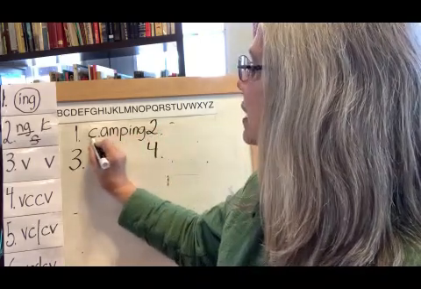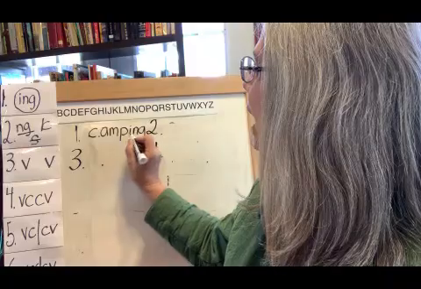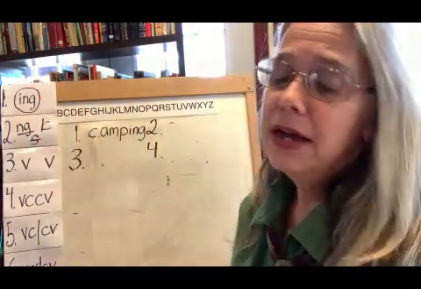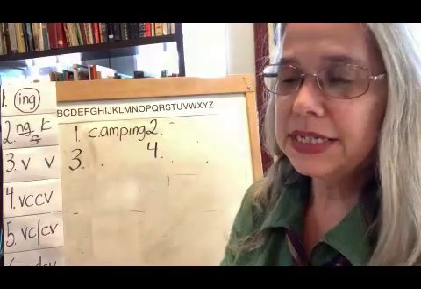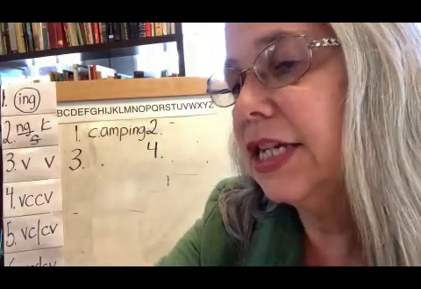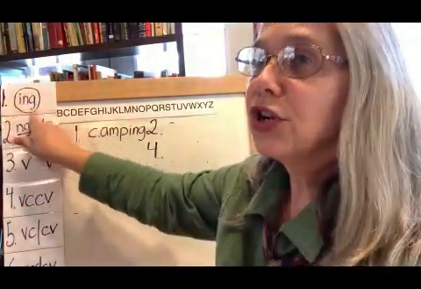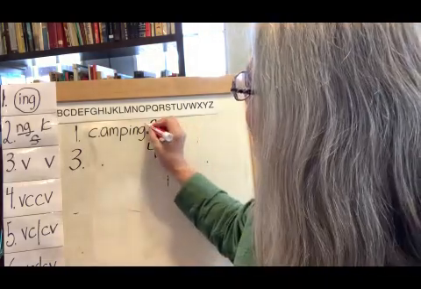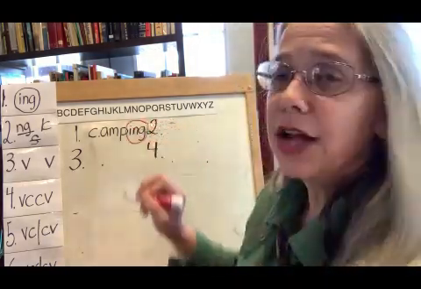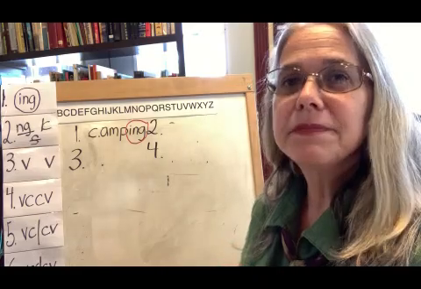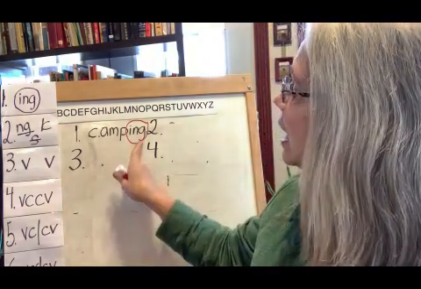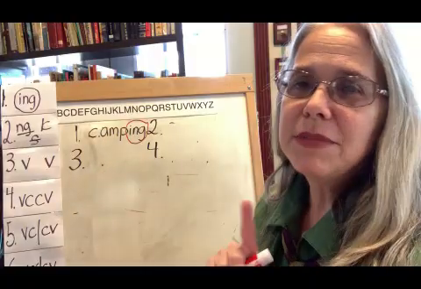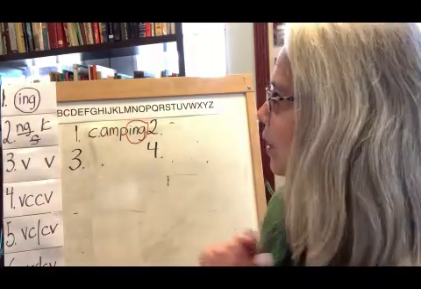C-A-M-P-I-N-G. And we're going to follow our 8 steps over here. The very first thing is we're going to circle any suffixes. Do you see a suffix? Right. Suffix ing. And how do you pronounce suffix ing? Ing. Very good. And then if you look at this base word, we have 1 vowel, so that means the base word is 1 syllable long.